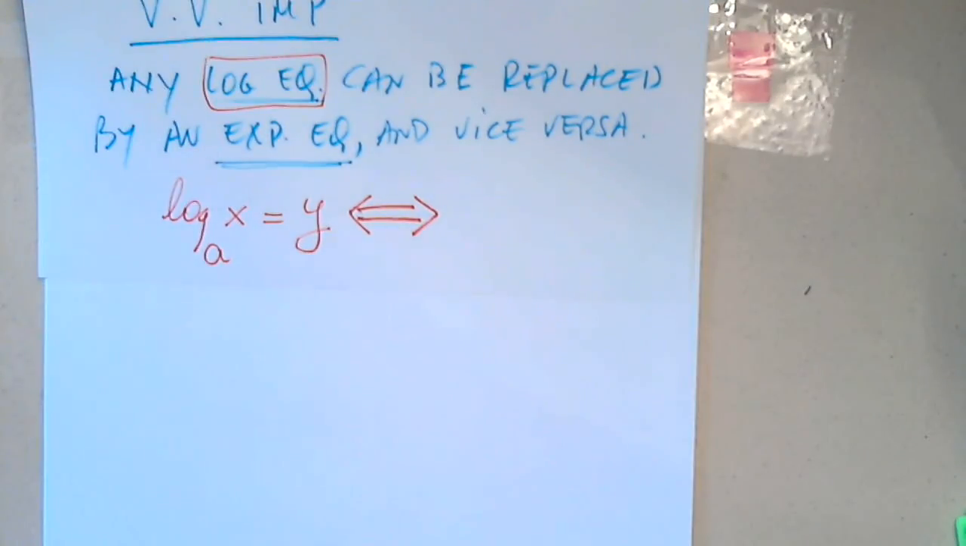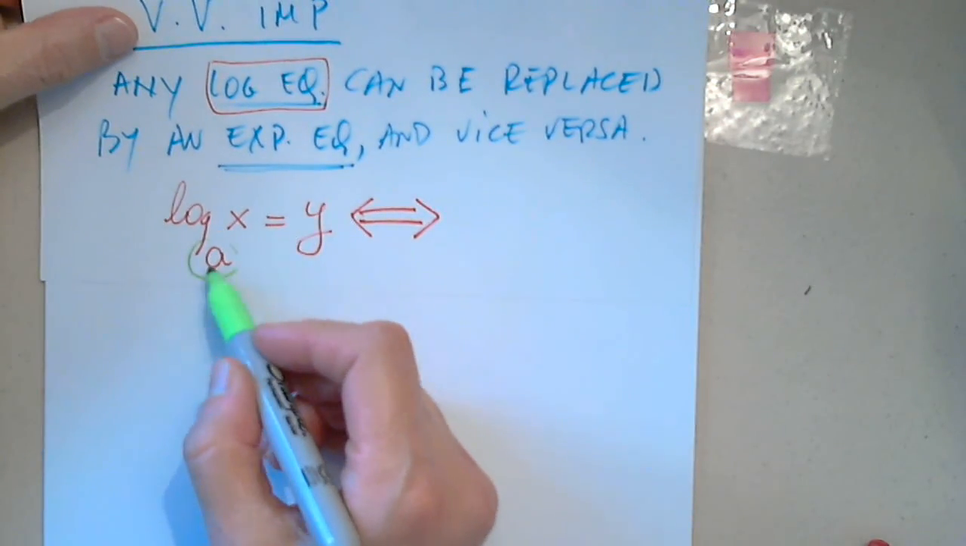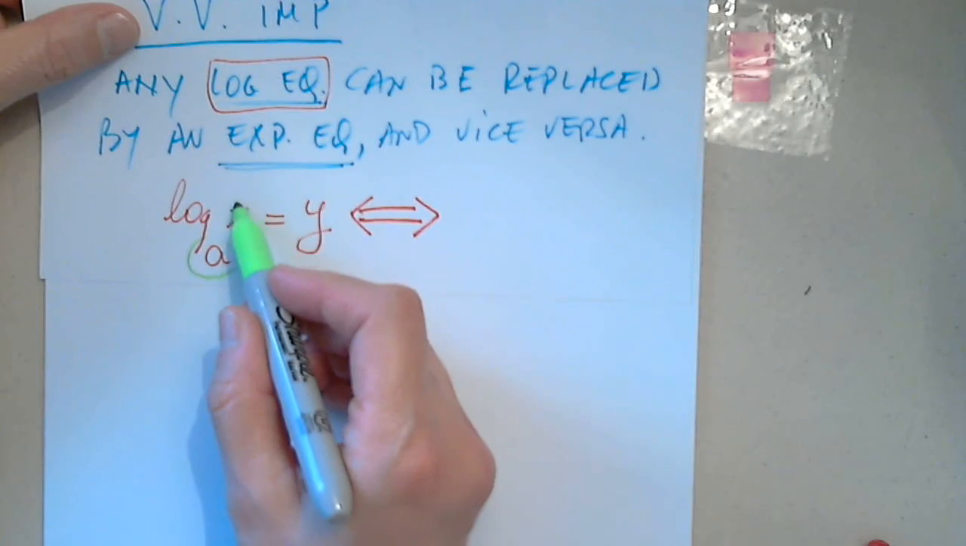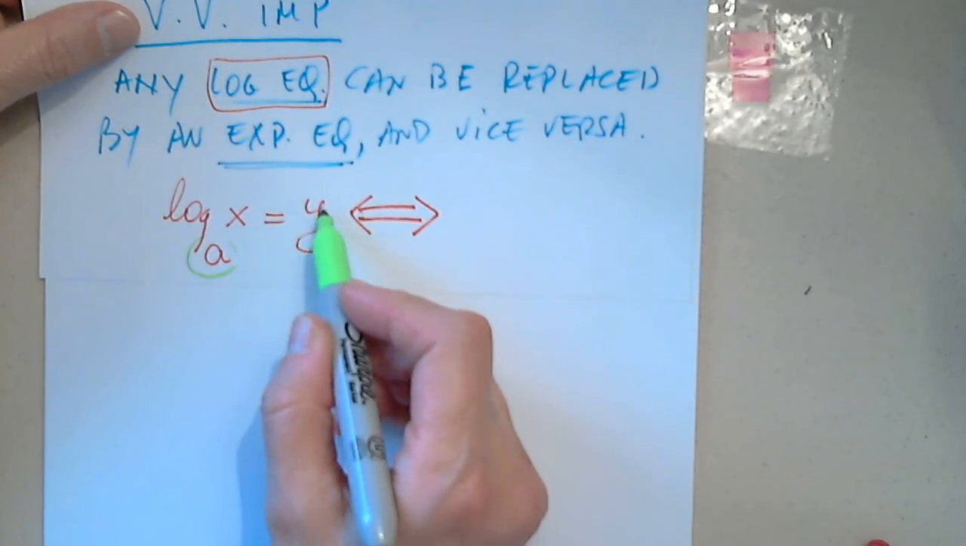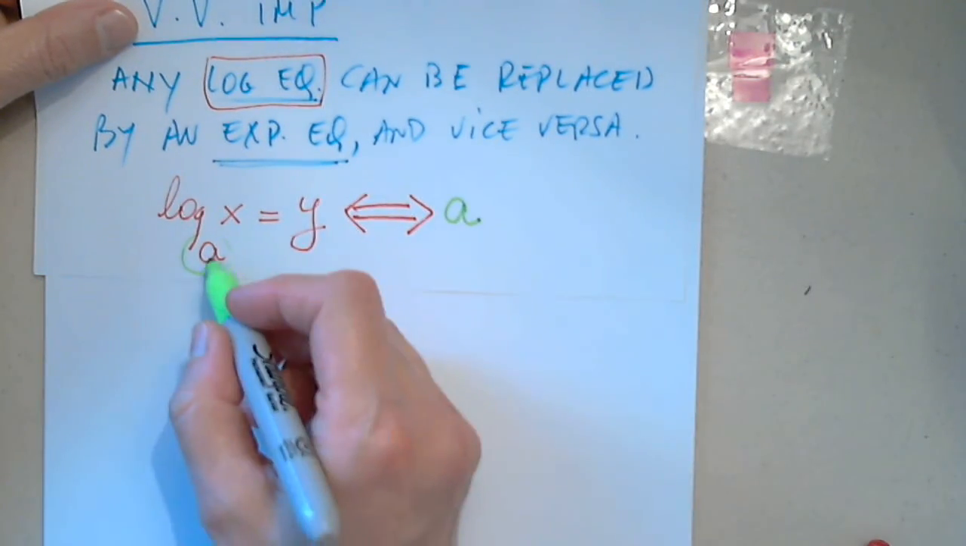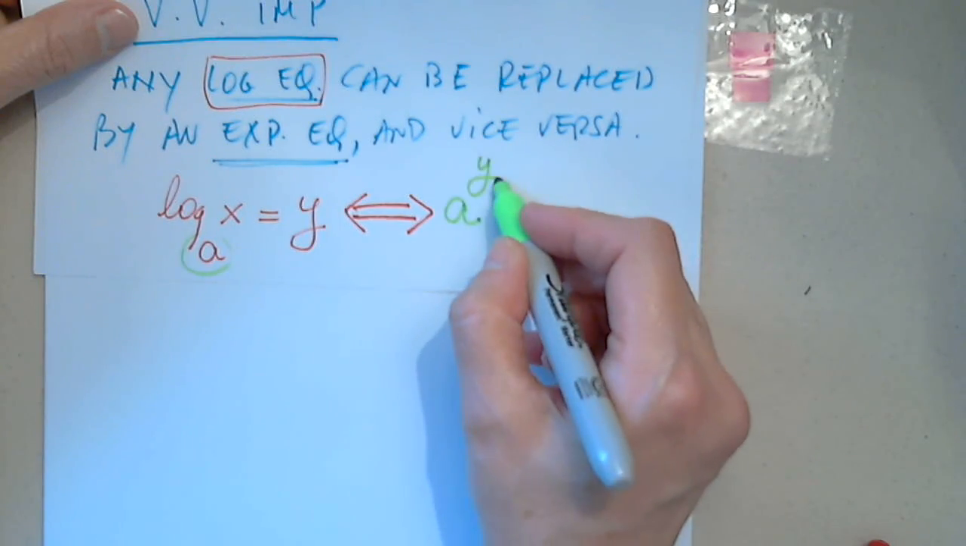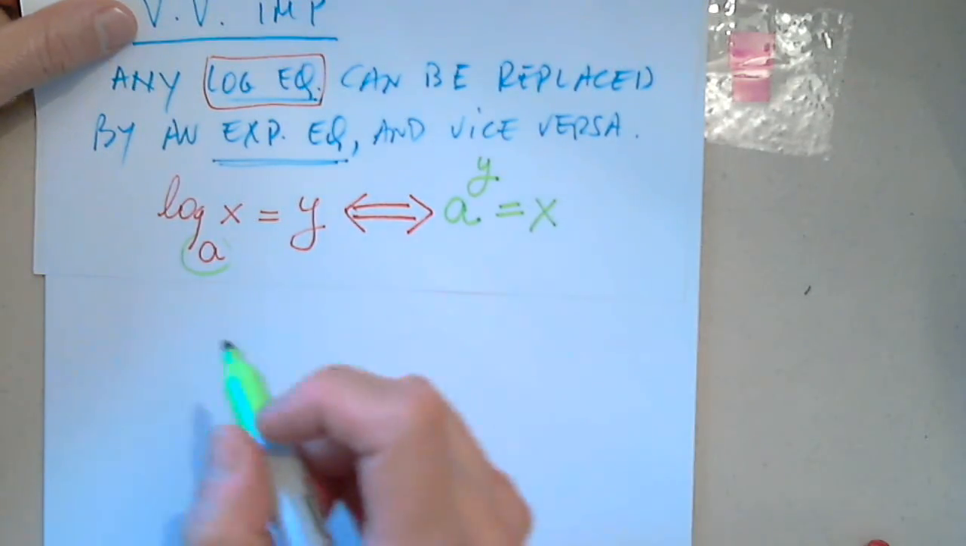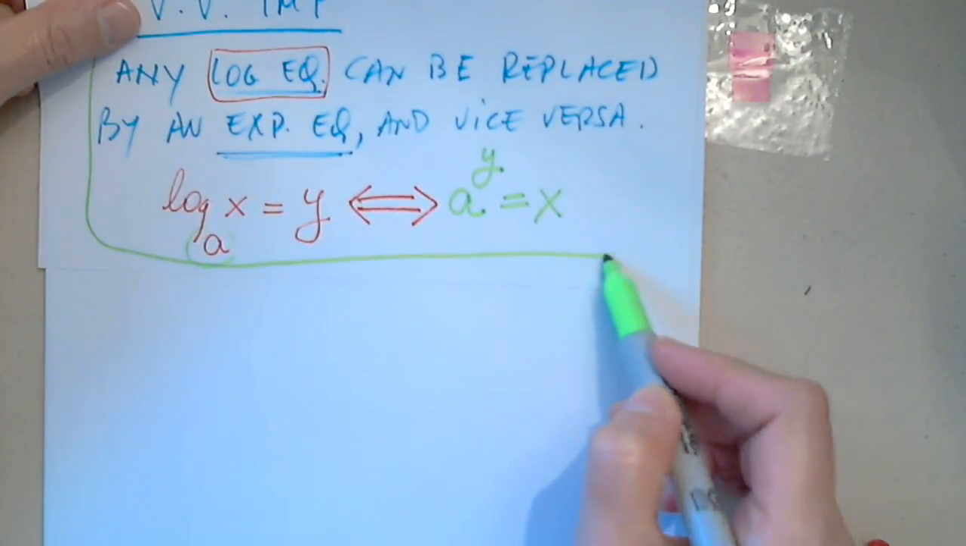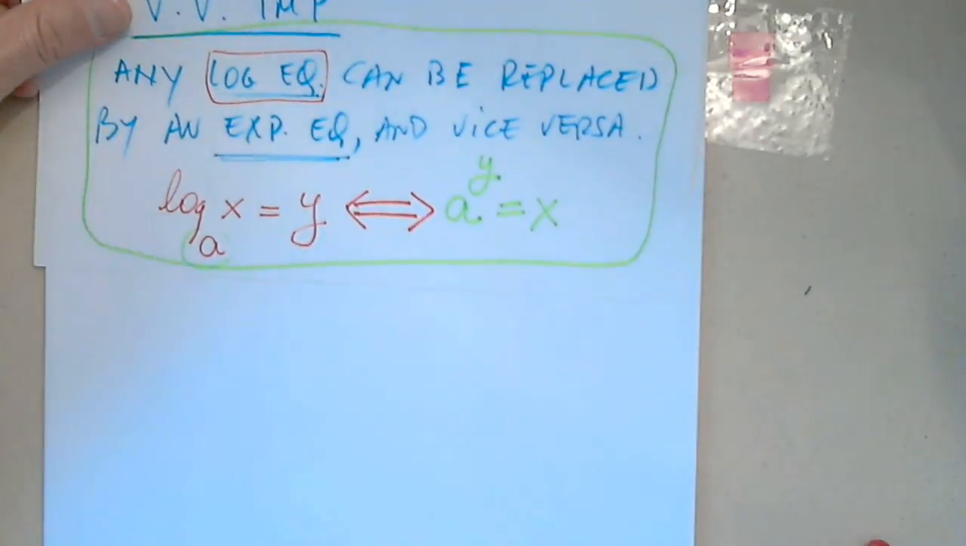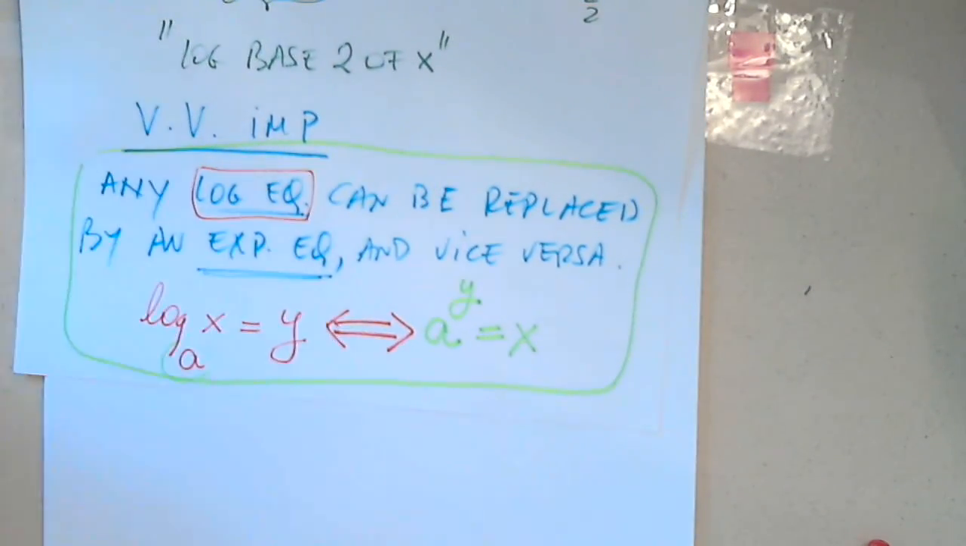And here's how we convert it. We start with the base, and we go counterclockwise. A power, this is a power now. A raised to y equals x. I claim that this is the most important topic in this chapter.